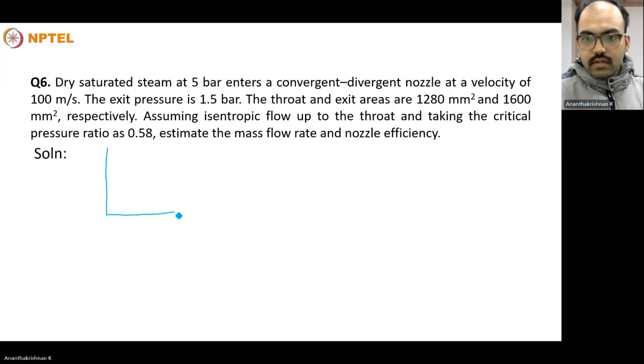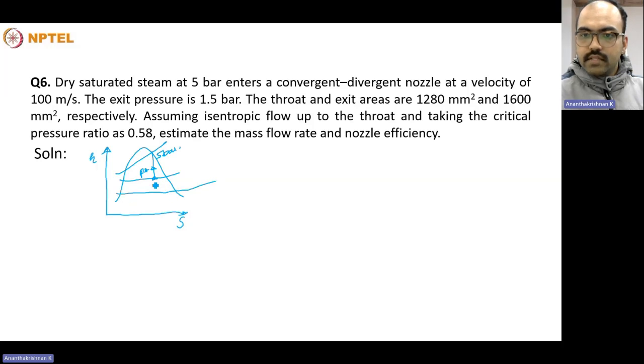So we have 5 bar, and then there is the throat point whose pressure is P star, and then the final stage, with respect to the isenthalpic efficiency. So this point is 0 and this is star and this is 1s and 1.